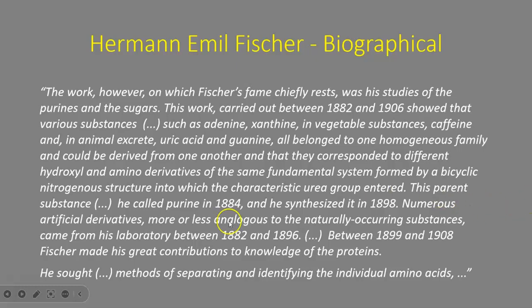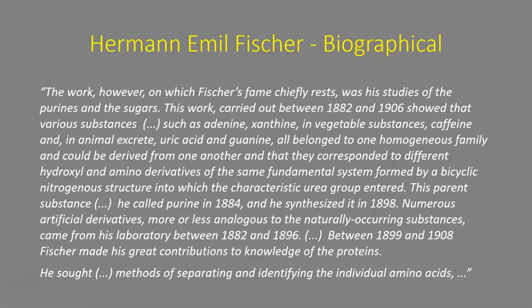This parent substance he called purine in 1884, and he synthesized it in 1889. Numerous artificial derivatives, more or less analogous to the naturally occurring substances, came from his laboratory between 1882 and 1896, and between 1899 and 1908, Fischer made his great contribution to the knowledge of the proteins. That's another group of chemical compounds, of course.